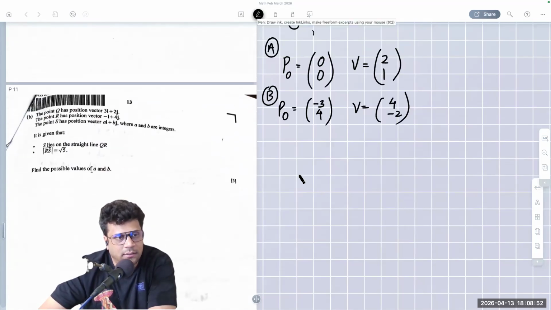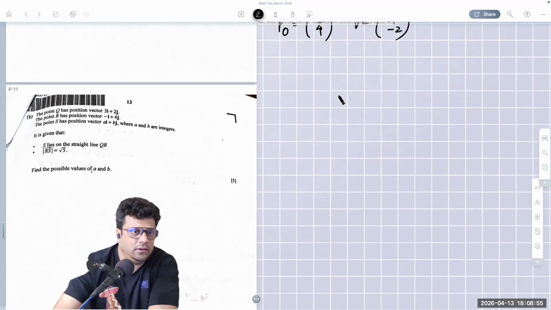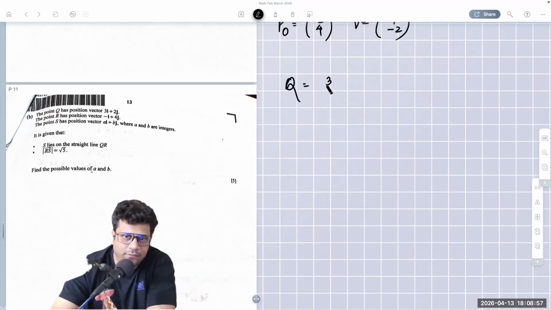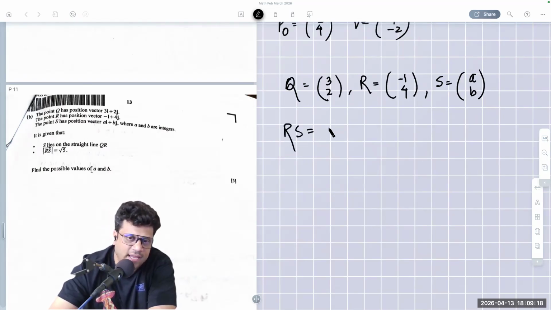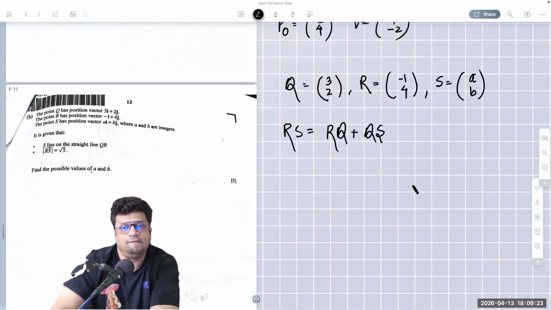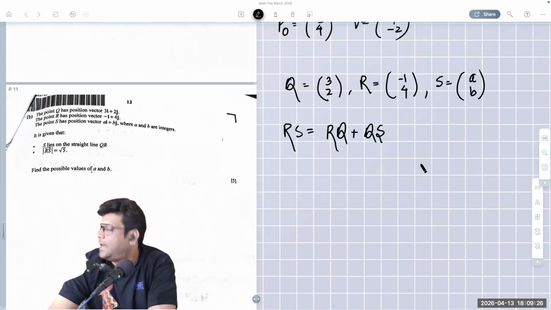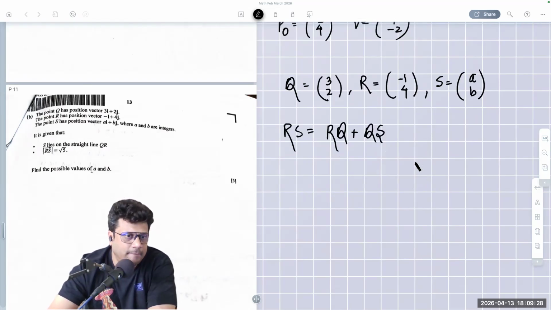Okay, and the point Q has a position vector of (3, 2), R has a position vector of (minus 1, 4), and S has a position vector of (a, b). S lies on QR and RS is root 5. Well, I'm going to go find out RS. RS I can say is RQ plus QS. And what else can I say here?